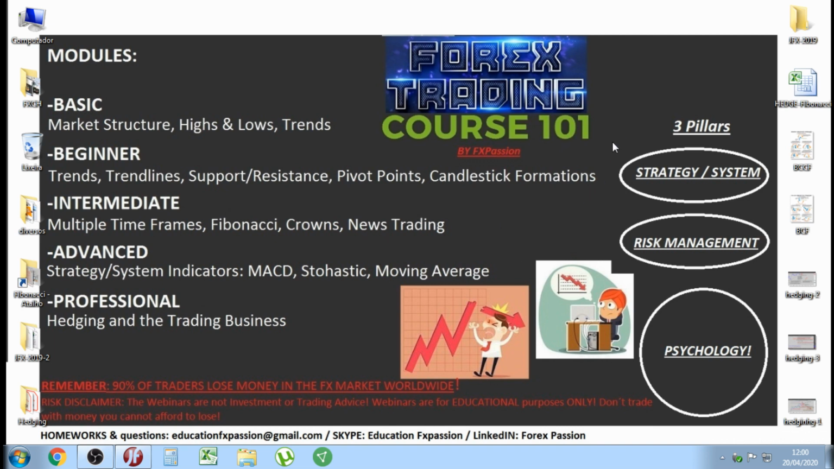So the 3 pillar strategy is number 1. We are trying to form a strategy and/or a system. And lesson 15, stop loss and take profit in market structure, is going to be a part in this pillar. Number 2 is the risk management, and number 3, the big one, the psychology part. Remember, we are in the beginner module and the basic module. And also remember that 90% of traders lose money in the Forex market worldwide.